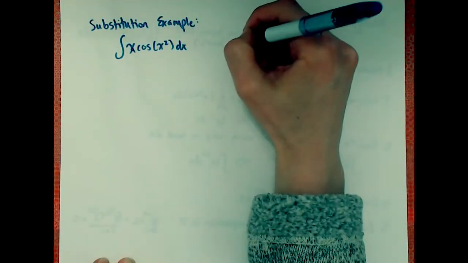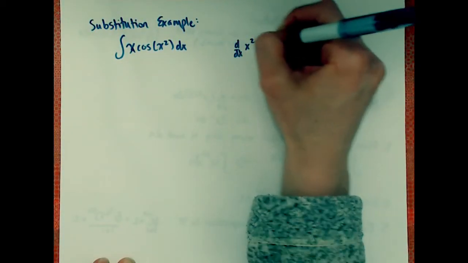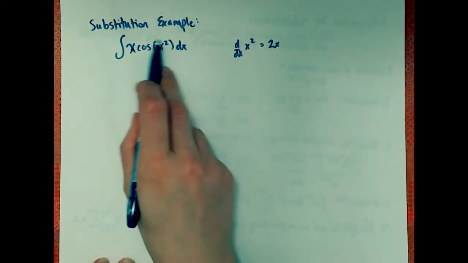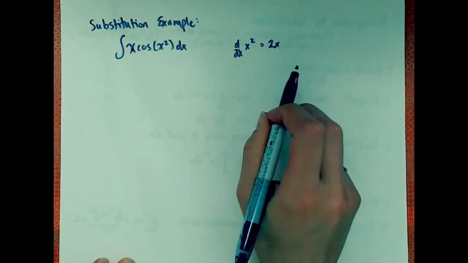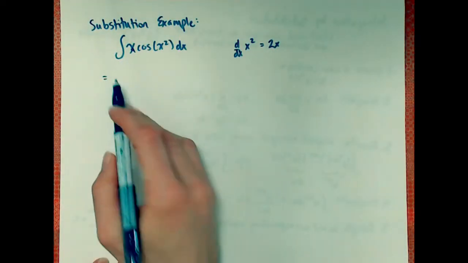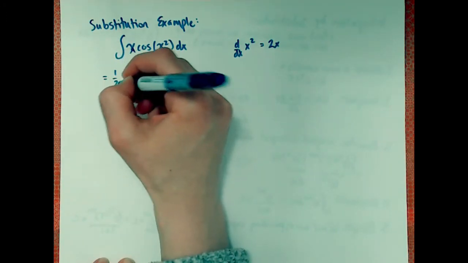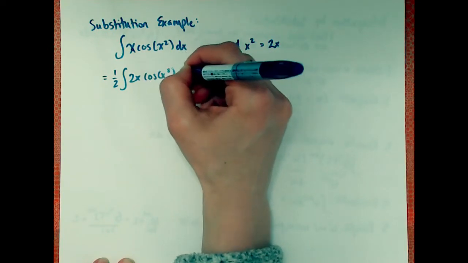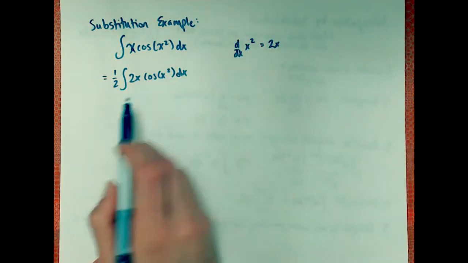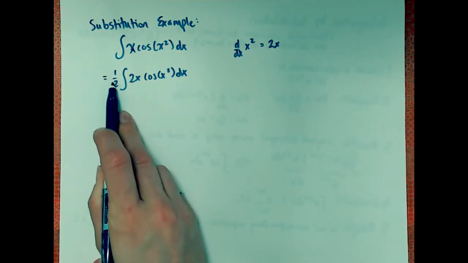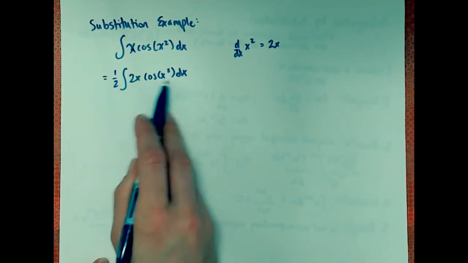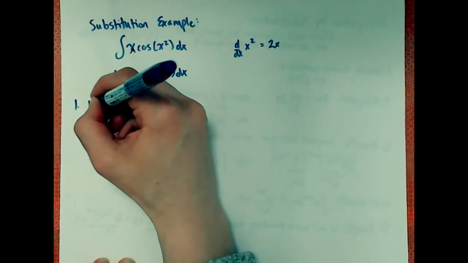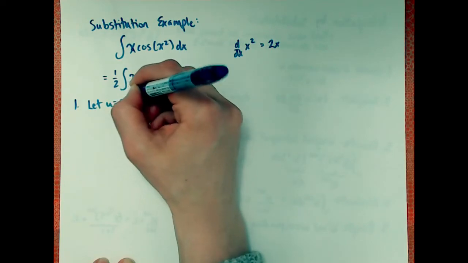But the derivative d over dx of x squared is equal to 2x. And here we only have 1x. So I'm just going to rewrite this so that it matches this exactly. So this expression could also be written as 1/2 the integral of 2x cos of x squared dx. So now I can always just keep this constant outside, multiply it at the end, and that makes these calculations a little bit easier. So for my first step, I'm going to say let u equal x squared.